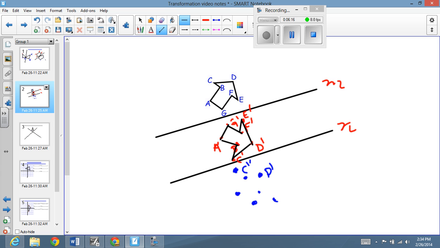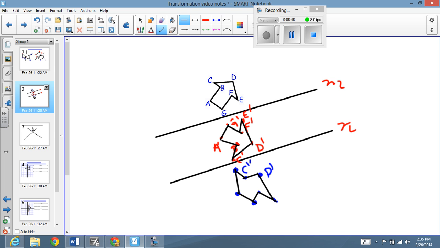Okay, so C connects to B. B connects to A. A connects to G. G connects to F. F connects to E. E connects to D. And D connects to C. That does not look very good at all.